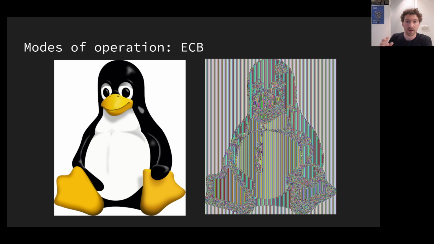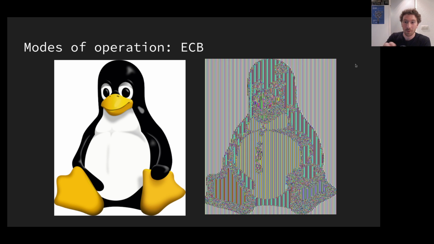So we're taking that raw bitmap data, uncompressed, and running it through ECB, the ECB mode of AES. This is what comes out if you reinterpret the output as an image. You can still see the penguin in there. That is a problem.